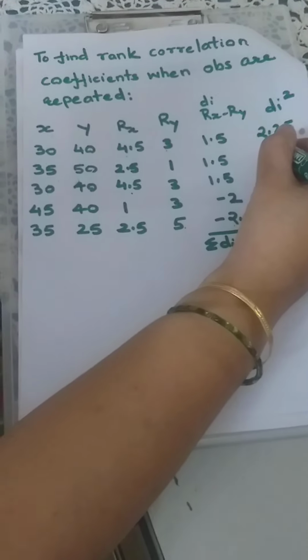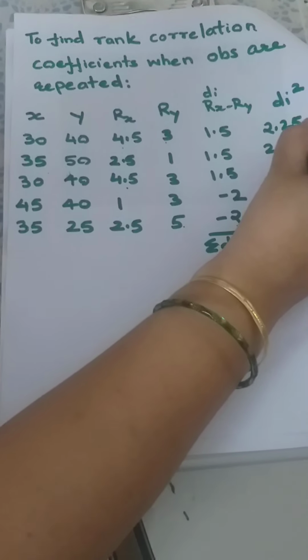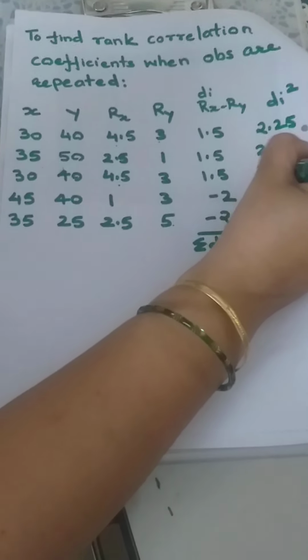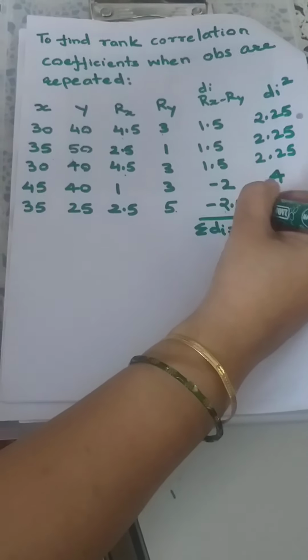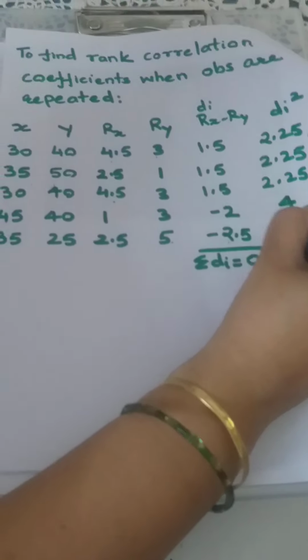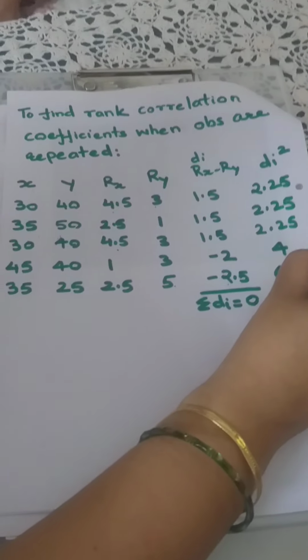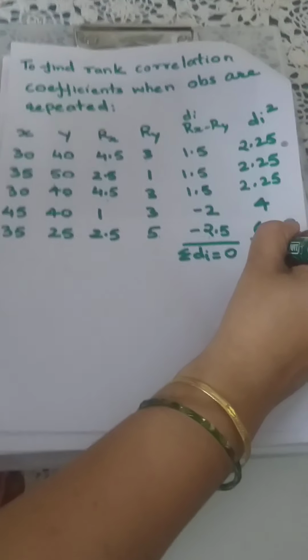1.5 into 1.5 comes out to be 2.25. This also 2.25, and minus 2 square comes out to be 4. Minus 2.5 square comes out to be 6.25. Now here what I will do is I will now take the summation Di square.